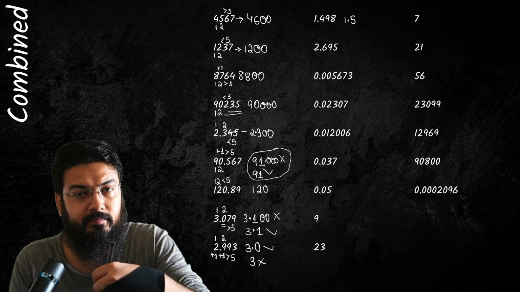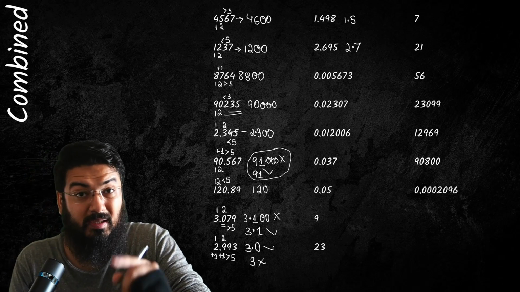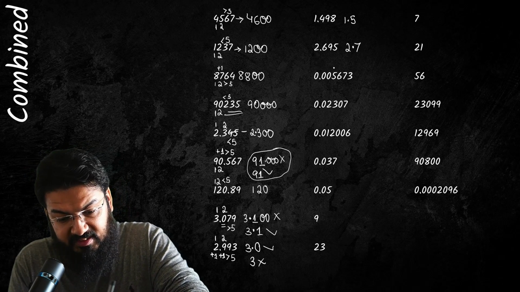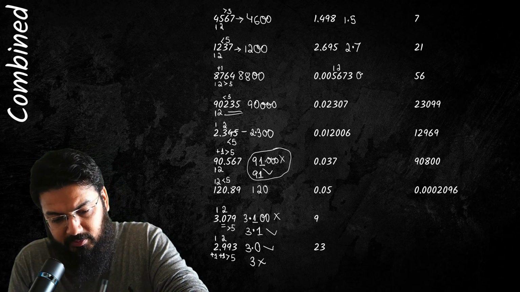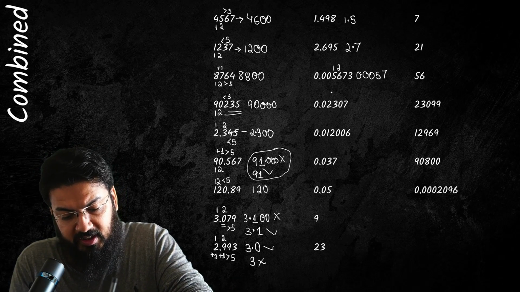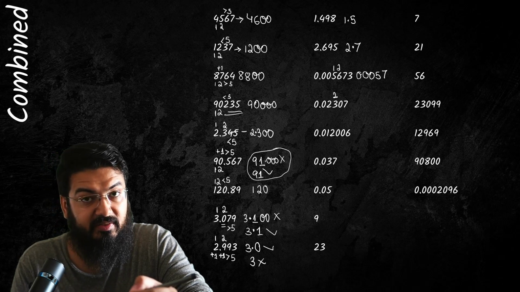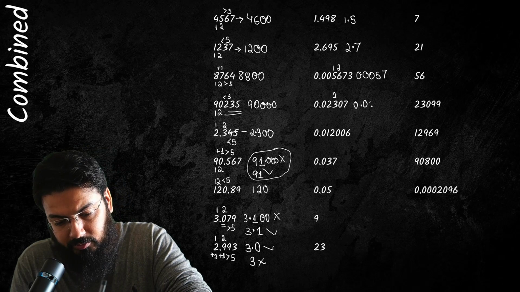So the first one, it's going to become 1.5. All right. The second one, it's going to become 2.7. My second significant figure here is 1 and 2. So the 6 is the second significant figure. So it's going to be 0.0057. All right. Then I've got 0.023. So the second significant figure is 3. After that, it's less than 5. So it just stays 0.023.